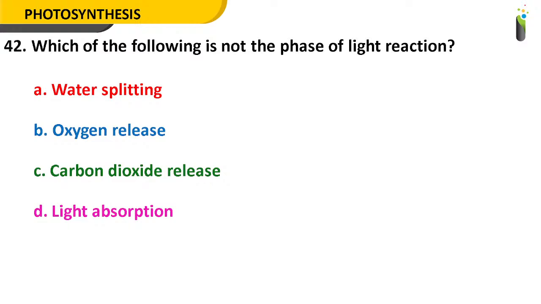Well, the answer for this question is C, carbon dioxide release. It is not the phase of light reaction. In the light reaction, there is photolysis of water, that is splitting of water molecule due to the solar energy, resulting into release of oxygen, and also it absorbs light. So A, B, and D do take place in the light reaction. However, carbon dioxide is not released in light reaction.